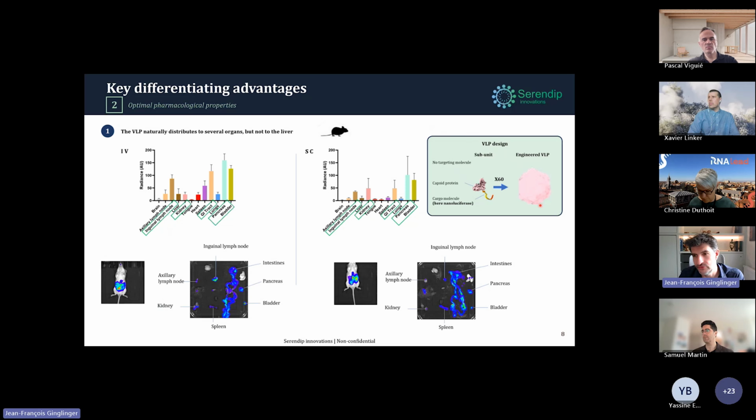So we used the naked VLP, so no targeting on the outer surface, and the inner surface is coated with a reporter nanoluciferase. And then we administered that to mice, dissected them, and looked at the fluorescence in the organs. On the upper section, we see the quantification, and there is a very broad, quite even distribution, with a low amount in the liver and main retention in the pancreas, bladder, GI tract, kidney, and some lymph nodes as well, which can also be very interesting for some applications.